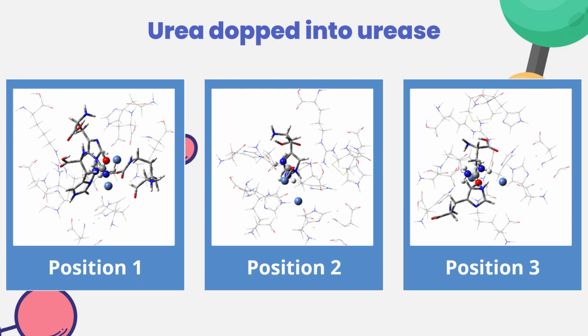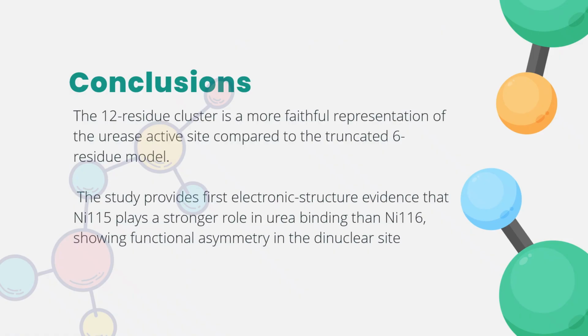To summarize, the 12 residue cluster provides a more faithful and realistic representation of the urease active site. It preserves geometry, captures stronger polarization, and maintains a richer network of noncovalent interactions. Functionally, nickel-115 plays a stronger role in urea binding than nickel-116, showing asymmetry within the dinuclear site. These insights not only improve our understanding of urease, but also suggest strategies for designing selective inhibitors.